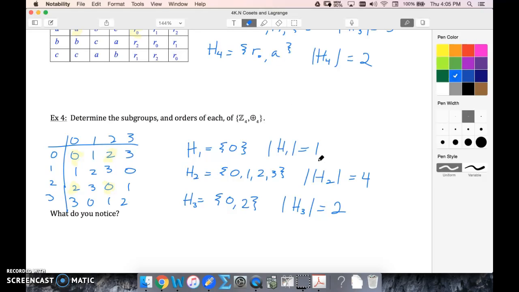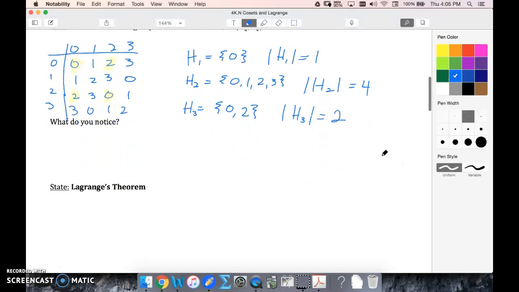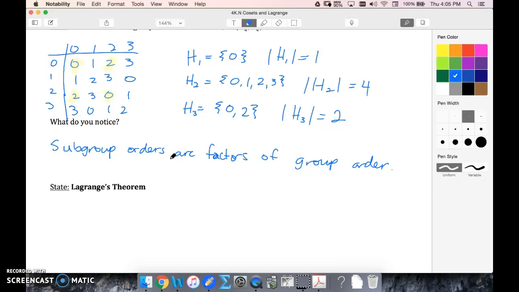Looking at these subgroups, I had orders of 1, 4, and 2, and this is a group of order 4. For the dihedral group, I had orders 1, 2, 3, and 6, and this is a group of order 6. So all of the subgroup orders are factors of the group order. And in fact, this is Lagrange's theorem.